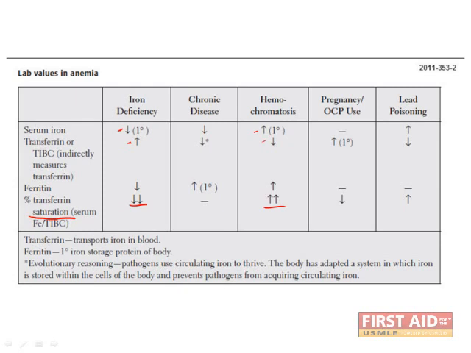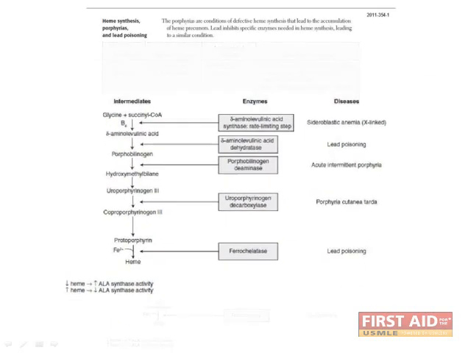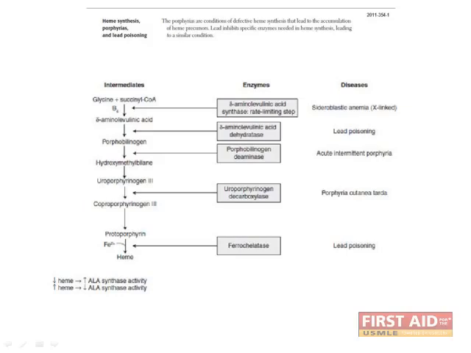Let's take a look at the pathway for heme synthesis. This pathway is a good one to memorize, as it will help you keep the porphyrias straight. As you can see, glycine and succinyl-CoA combine to form delta-aminolevulinic acid via the enzyme DALA synthase. Don't forget that this is the rate-determining step for heme synthesis. DALA is then converted to porphobilinogen via DALA dehydratase. Inhibition of ALA dehydratase is the first pathologic effect of lead poisoning.